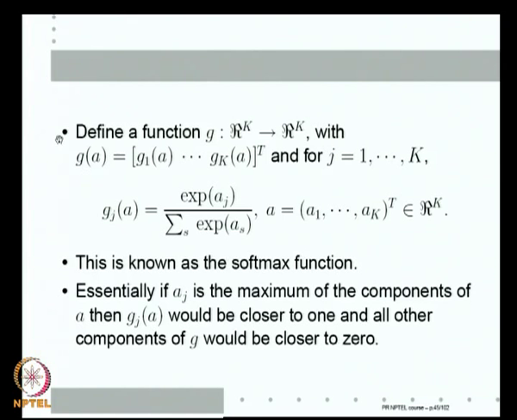Of course, we can multiply a constant to all the Aj's to accentuate these differences, but essentially this function roughly picks the maximum of A1, A2, up to AK, because if Aj is the maximum of them, the corresponding Gj of A will be closer to 1, and Gs of A for all other s will be closer to 0. So, this is a nice smooth approximation to the maximum function. That is why it is called the softmax function. So, the idea is now to use the softmax function for learning the classifier.